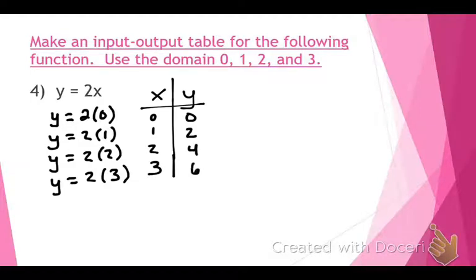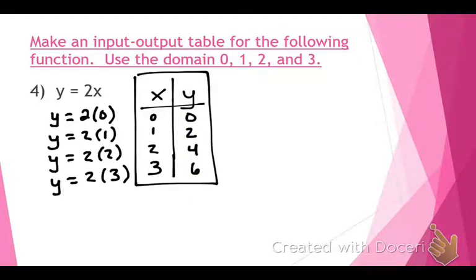Do you guys see any kind of a pattern for my y? Yep. What am I doing? Adding by 2 each time. So if I was plugging in a 4 for x, what would the y be? 8, because you would just be doing 6 plus 2 is 8. Okay? Then go ahead and box that in. Once again, that is your input-output table. Any questions for number 4?